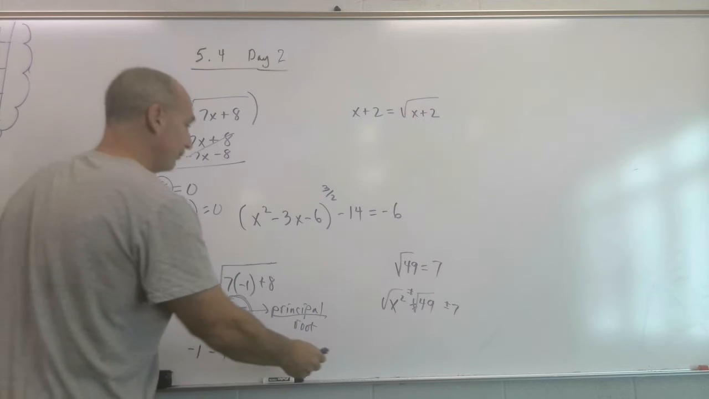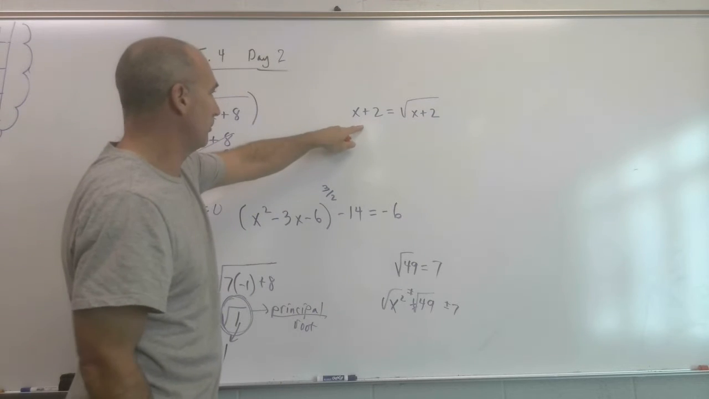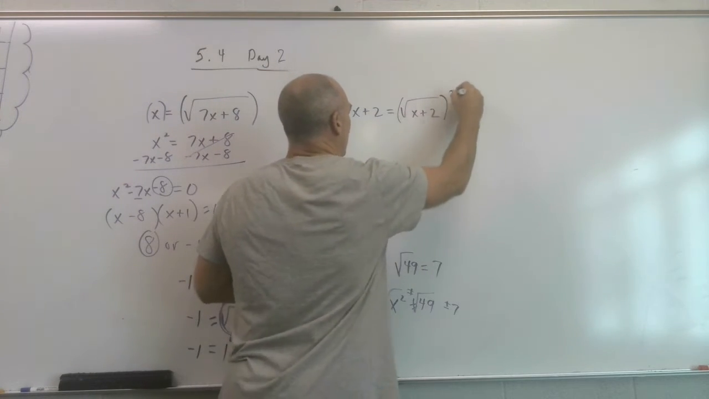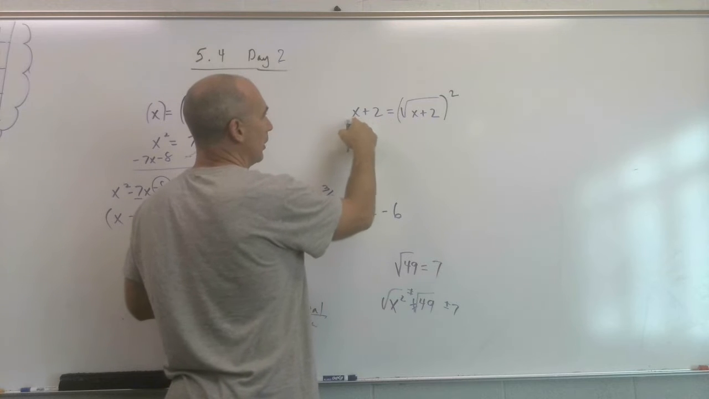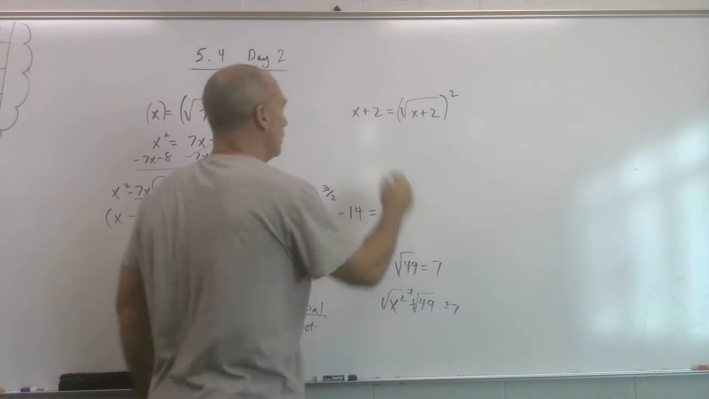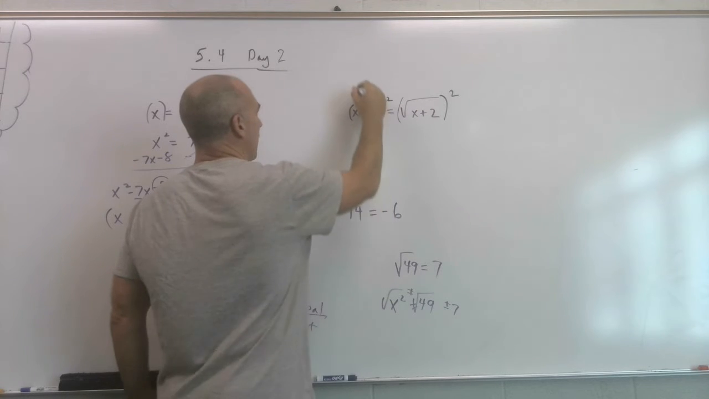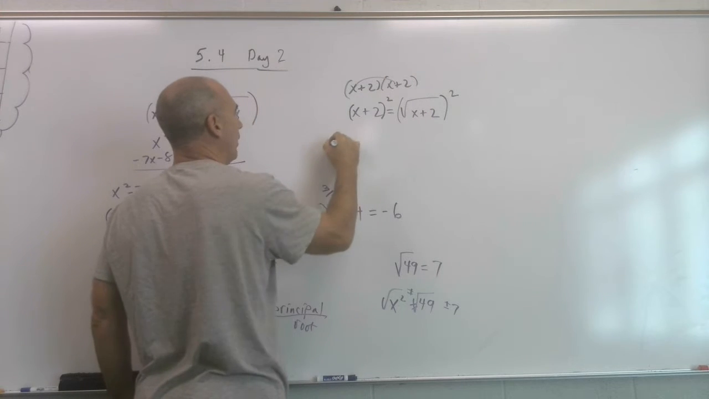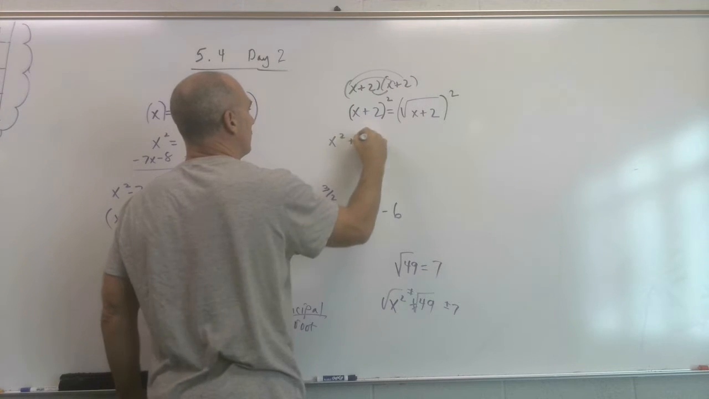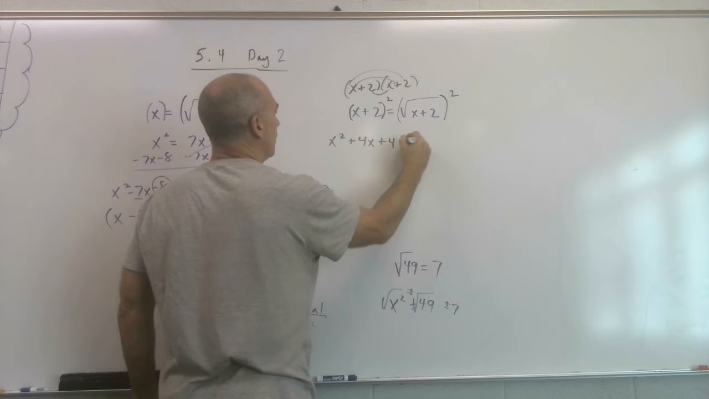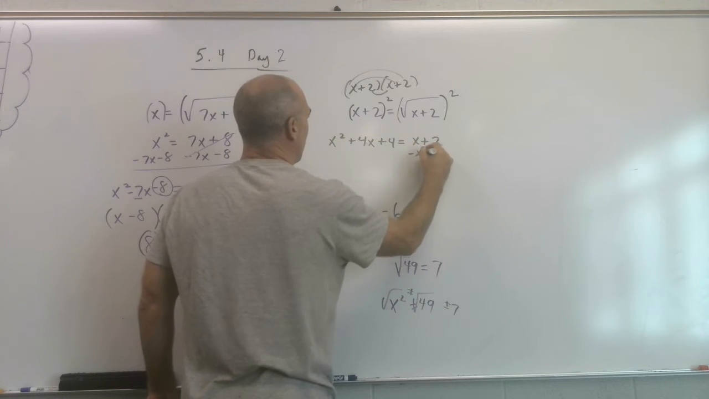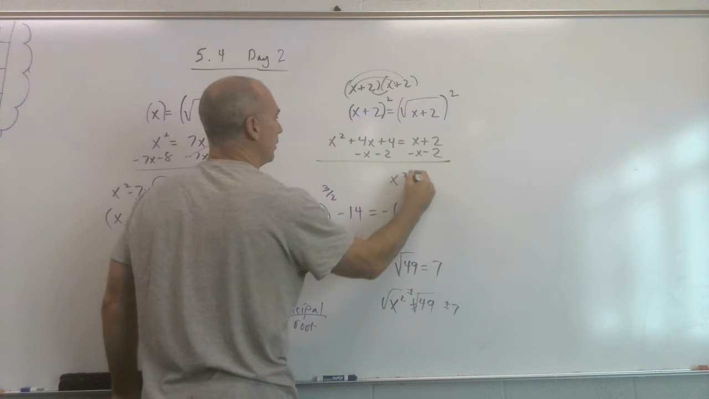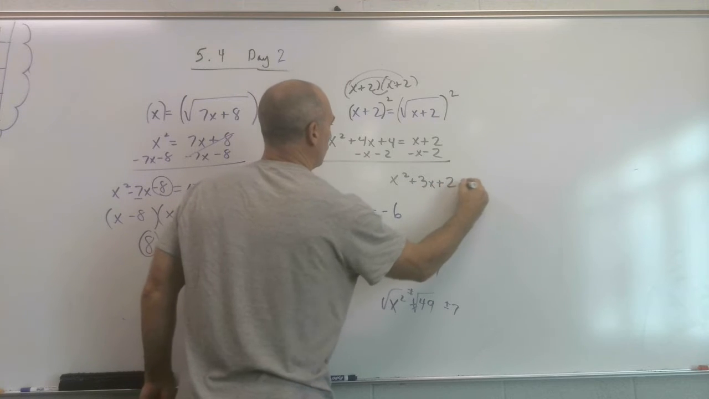We're not done. So we've got this little bugger. Well, we've got the square root isolated. Square it. But we've got to square this side. Do we square them individually? No, no, no, no, no. Slap some parentheses in there, square it. That means x plus 2 times x plus 2. Got to FOIL it. X squared, outside inside, gives me like 4x, plus 4 equals x plus 2. I'm going to subtract x, subtract 2, subtract x, subtract 2. I get x squared plus 3x plus 2 is 0.